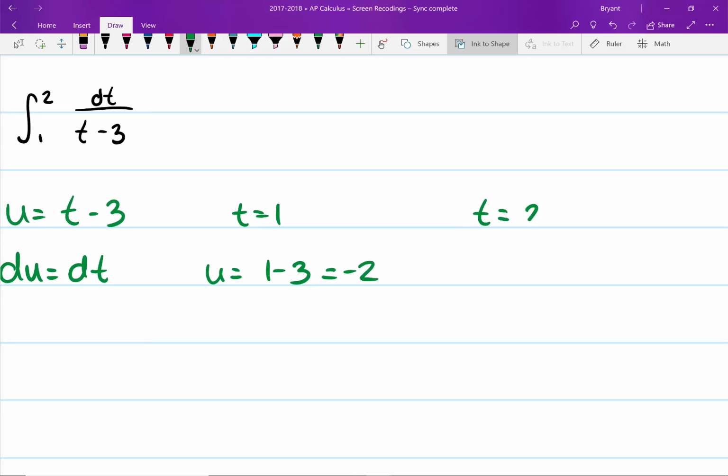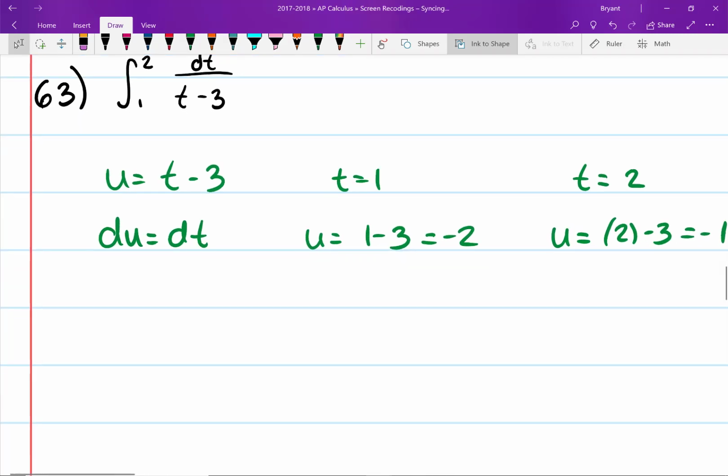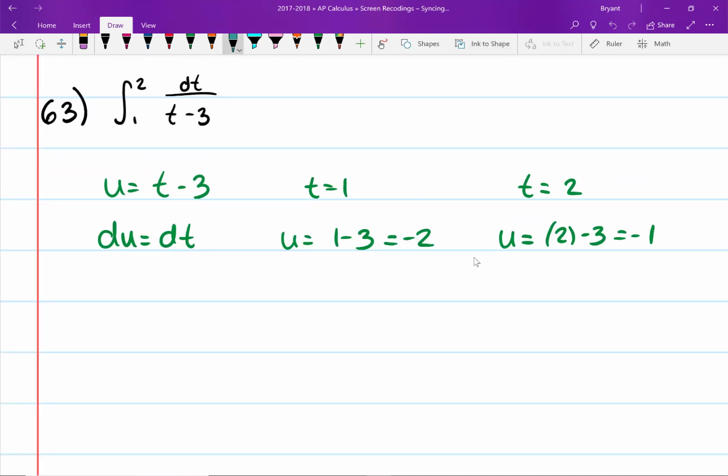If t is equal to 2, then u is going to be equal to 2 minus 3, which is negative 1. So here we go. Let's set up our integral. Our integral is going to be from negative 2 to negative 1 of 1 over u du.